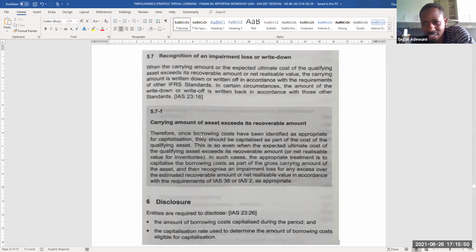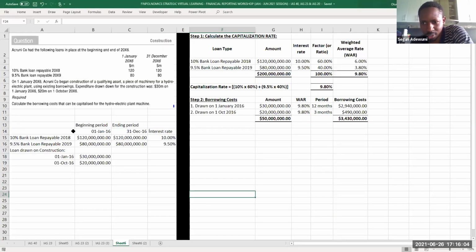So another thing is that in the question we solved, the last question, it was not specifically mentioned that the first two borrowings were general borrowings. You understand? I don't know, maybe the only reason you concluded that they are general borrowings is because of the words using existing borrowings. Was that the reason? That is one factor.